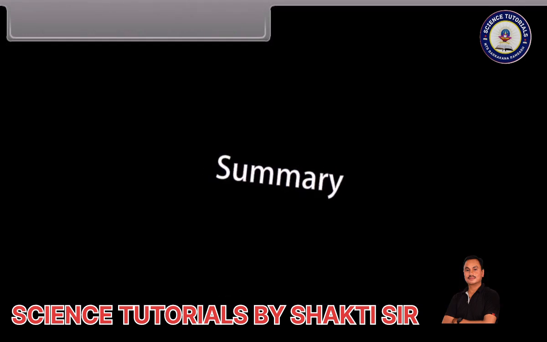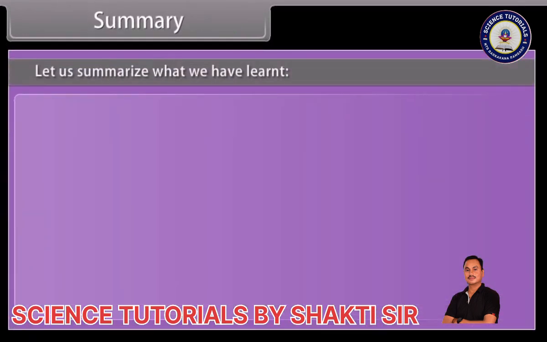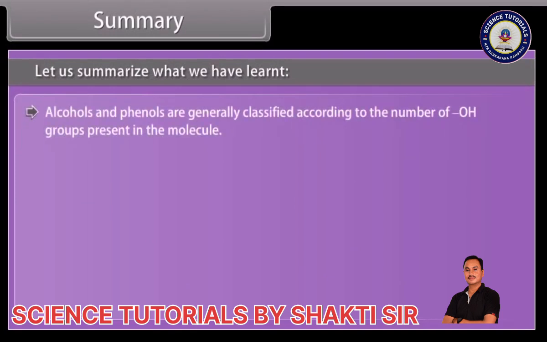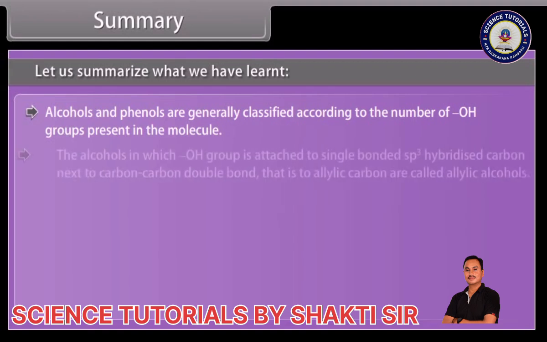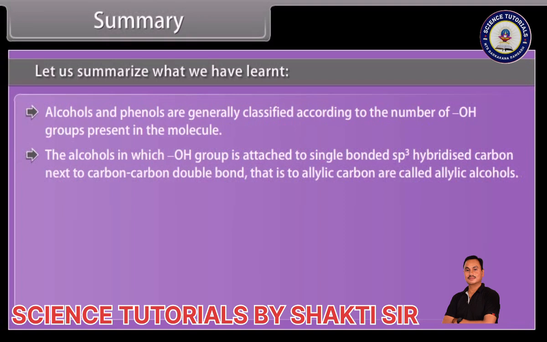Summary. Let us summarize what we have learned. Alcohols and phenols are generally classified according to the number of hydroxyl groups present in the molecule. The alcohols in which the hydroxyl group is attached to a single bonded sp3 hybridized carbon next to a carbon-carbon double bond, that is to an allylic carbon, are called allylic alcohols.